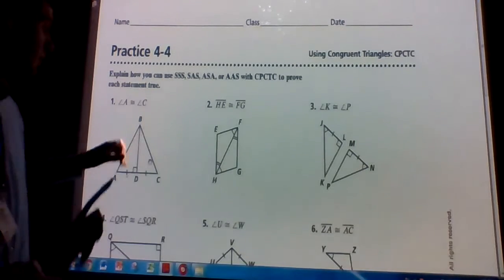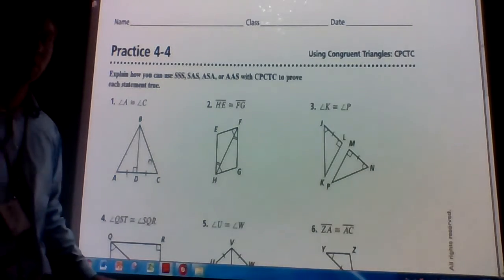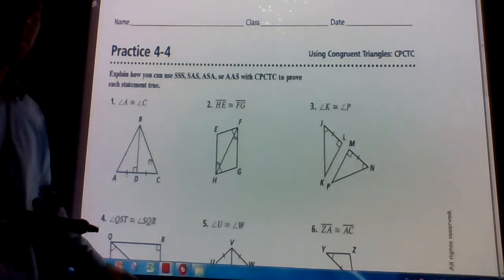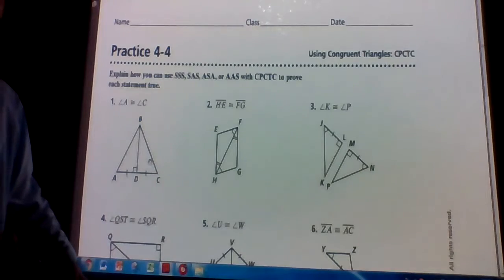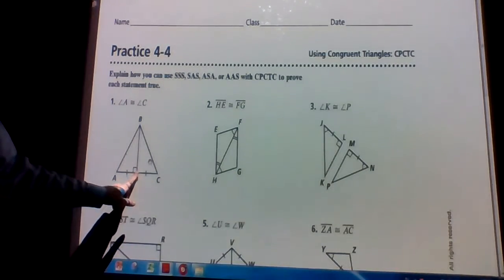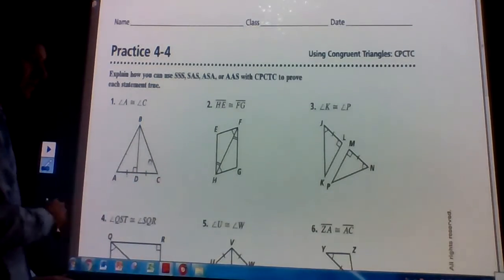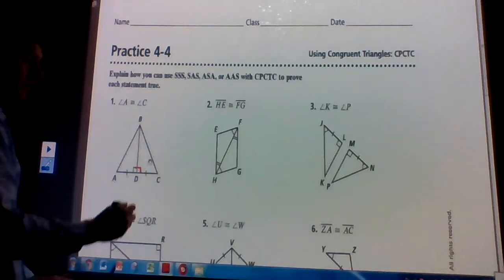Okay, so for number one, we want to show that angle A is congruent to angle C. In order to do that, we first need to show that the triangles are congruent. Once the triangles are congruent, we know all three pairs of angles and all three pairs of corresponding sides are going to be congruent. Okay, so for this one, we have a right angle here. This means that BD is perpendicular to AC, which means this is also a right angle.